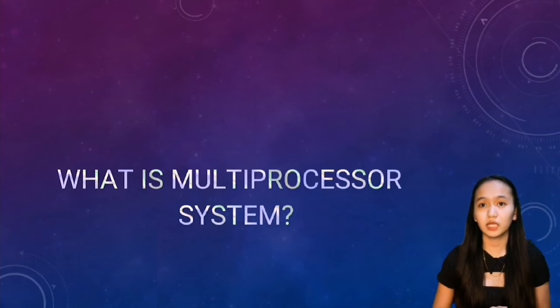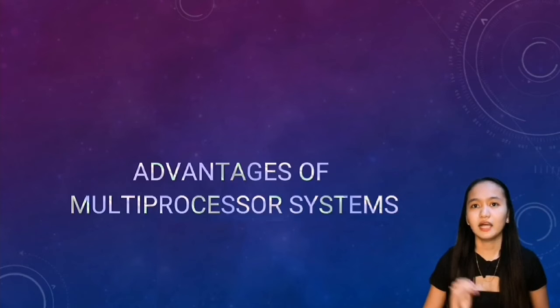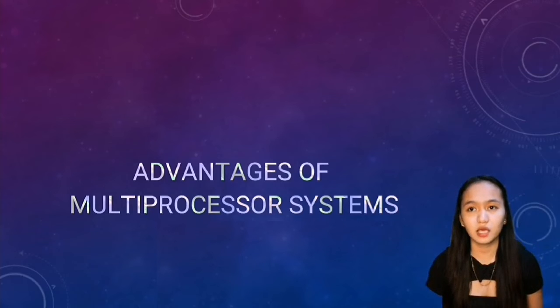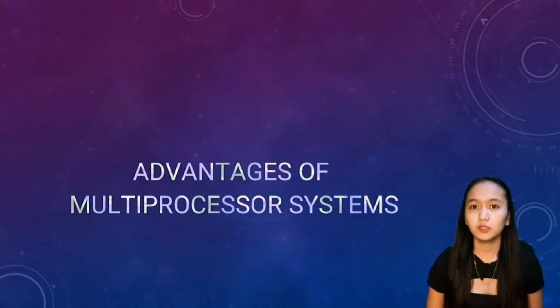So, what is a multiprocessor system? A multiprocessor system is a system in which two or more CPUs, or central processing units, are used. In this type of system, two or more processes can be processed in parallel at the same time interval. Advantages of multiprocessor systems: high throughput. Throughput is the number of processes executed by the CPU at a given time. So this type of system has higher throughput.